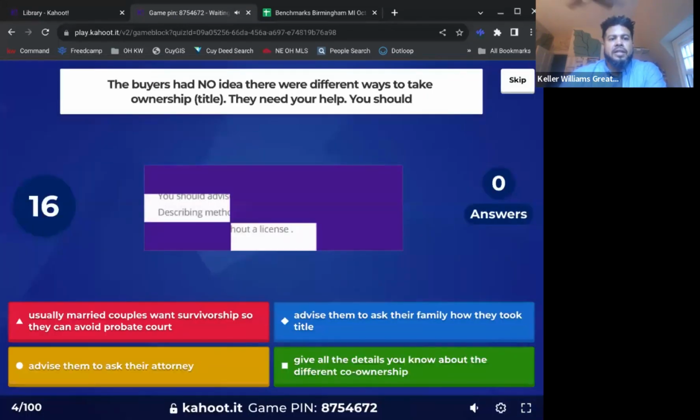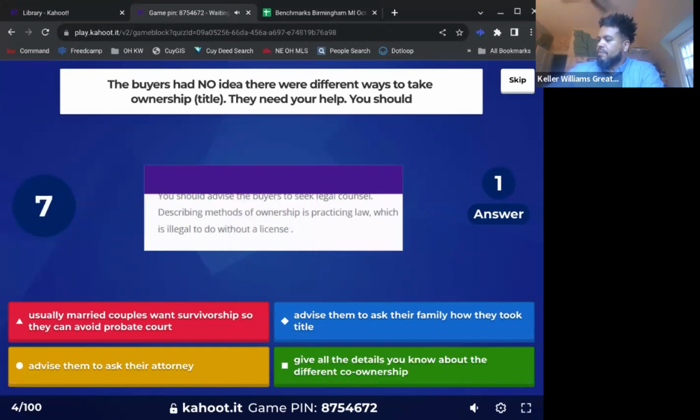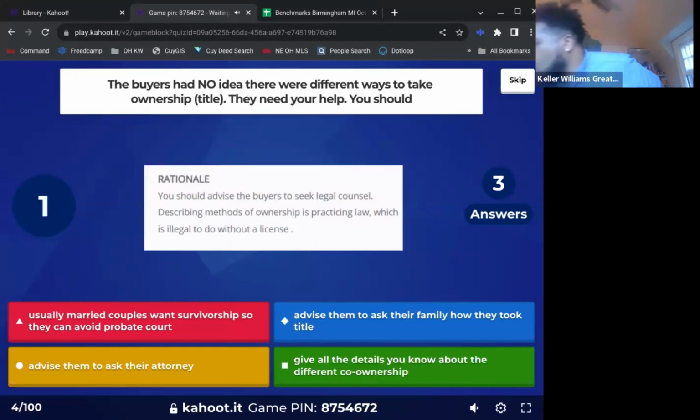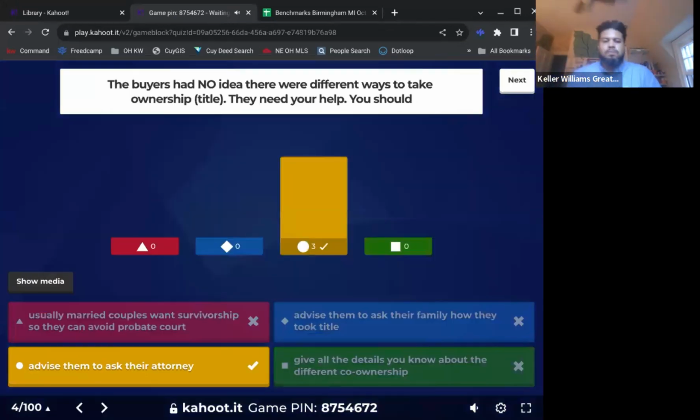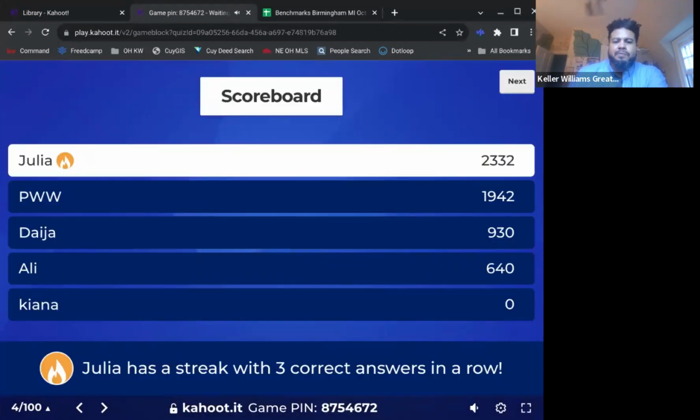The buyers had no idea there were different ways to take ownership title. They need your help. You should... Way to go. Advising to ask their attorney. You cannot give unsolicited legal advice. Julia's on fire.